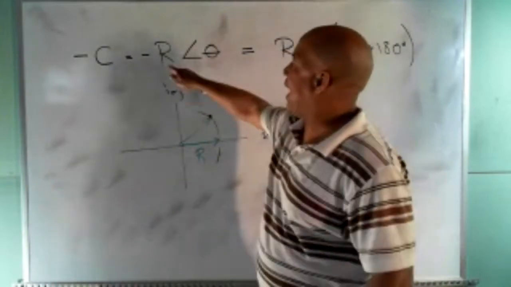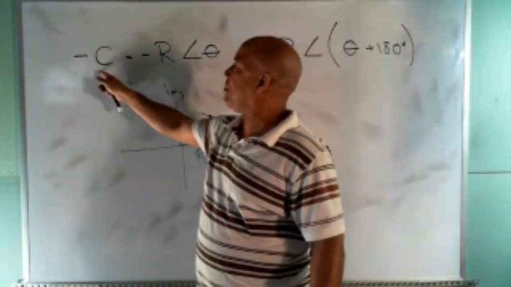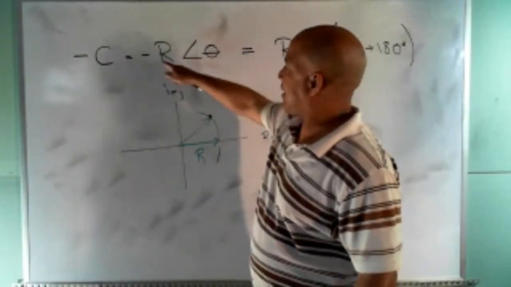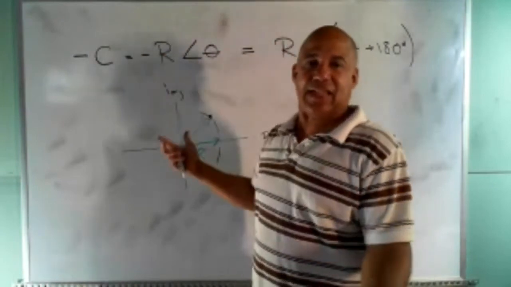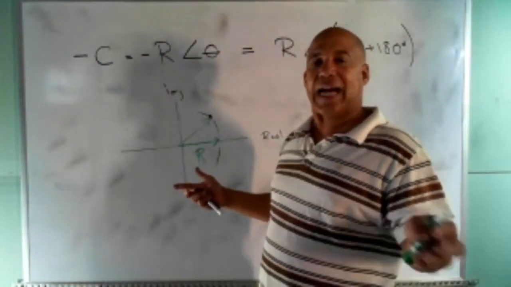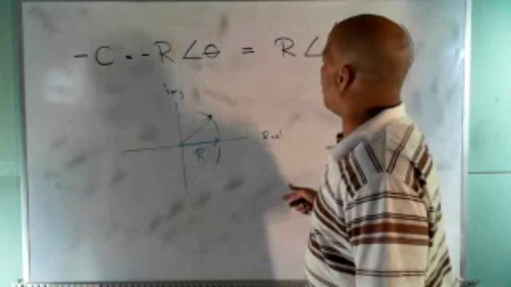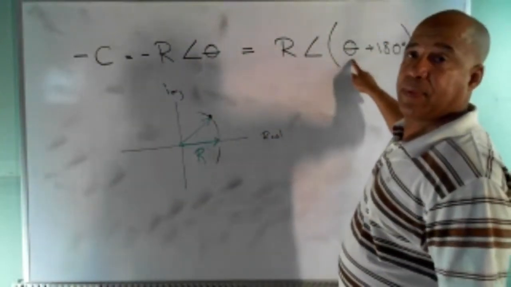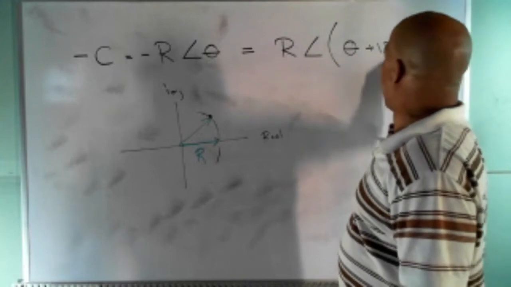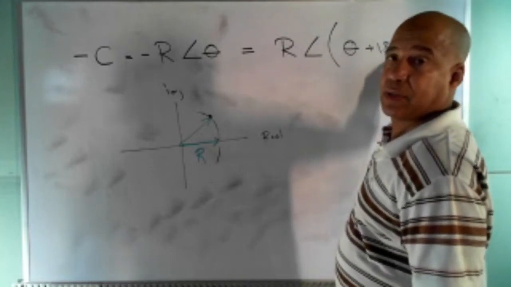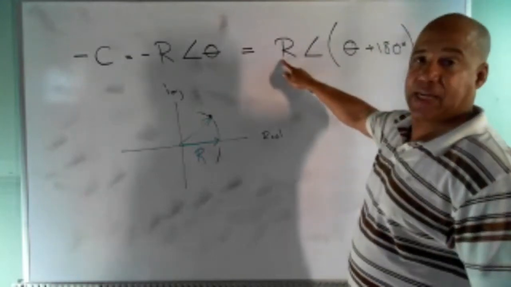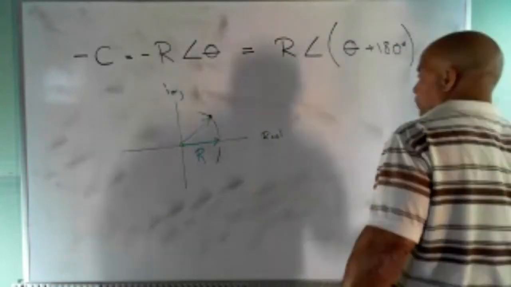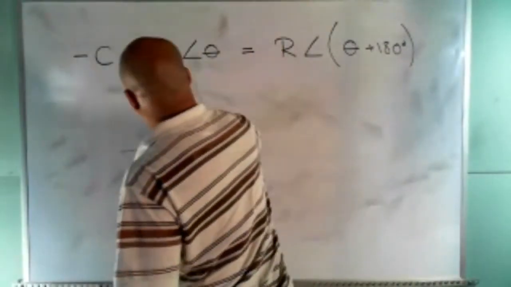So that's what we have here. If I have a minus complex number, the way I show that is I get a negative radius, and that doesn't make sense. So how do you fix that? Well, this says to take the angle theta and add 180 to it. And then you can get rid of the negative sign. So let me show you why that works. Here's why it works.